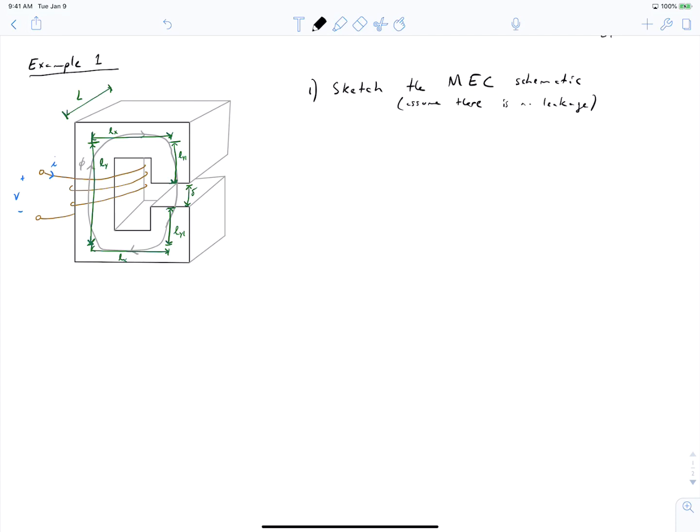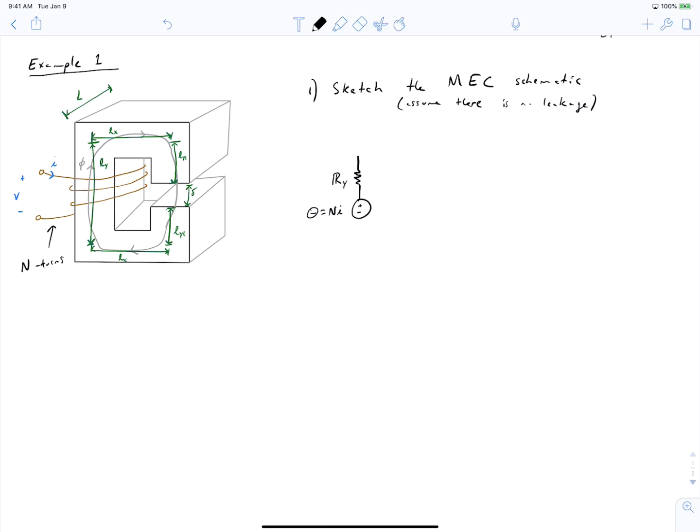Alright, starting on the left side, we've got this coil, and the coil looks like a current linkage source or an MMF source. We're going to assume that the coil has N turns, so the current linkage is N times I. And this whole branch on the left side, it looks like a long reluctance, a long flux tube. And so we'll label that as this.